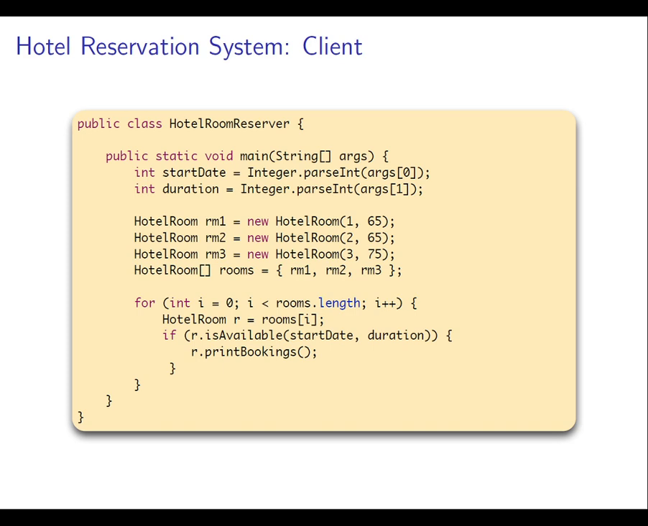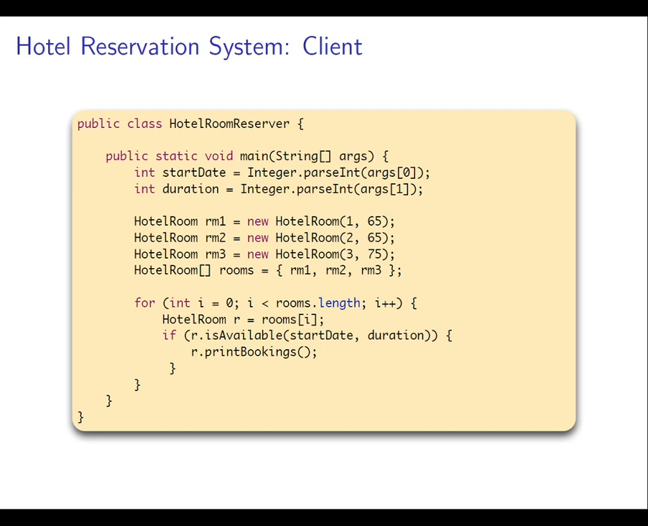What's it going to do? We're going to take from the command line two arguments, start date and duration. You've seen this kind of thing in the labs. Now we're going to create three new hotel room objects, and we're going to initialize them with those arguments: 1, 2, 3, 65, 65, 75. That's presumably room 1 has room rate £65 or something.